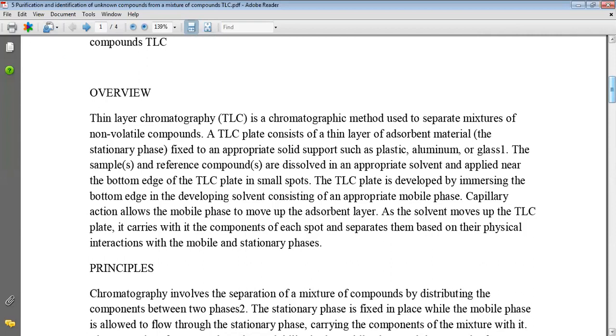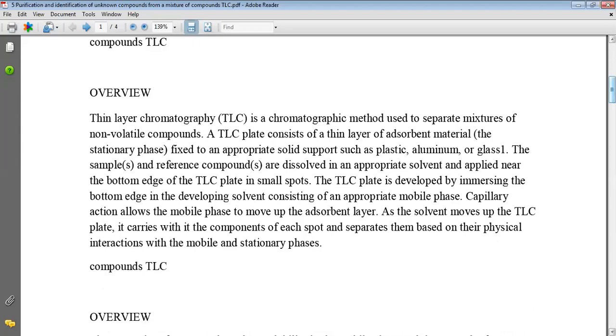The TLC plate consists of a thin layer of adsorbent material. There are two types of phase: the stationary phase and the mobile phase. The TLC plate is developed by immersing the bottom edge in the developing solvent, which constitutes the appropriate mobile phase. By capillary action, the mobile phase moves up the adsorbent layer.